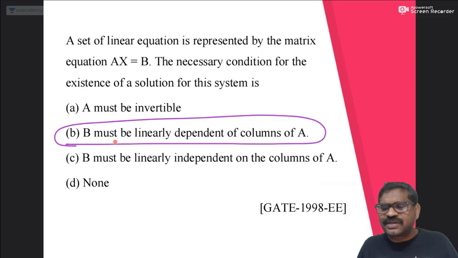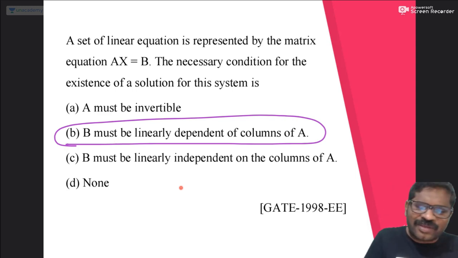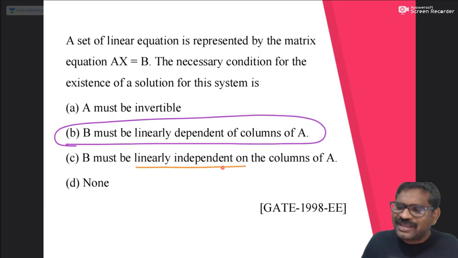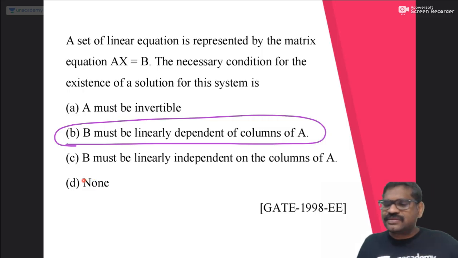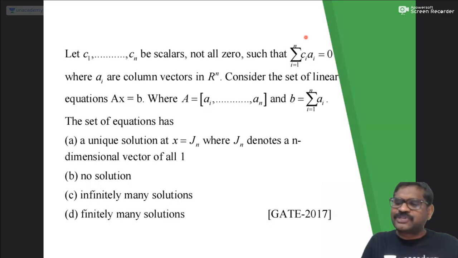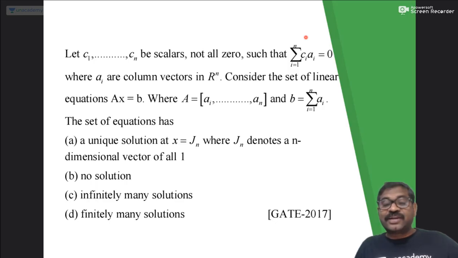Oh Kameshwar, till now that difference only I have explained. If B is an independent column, then what happened? The rank of AB differs, the rank of AB and the rank of A are not equal. If they are not equal, there is no possible solution. Okay? Got the point? Next problem. Observe the next problem. Observe. Excellent question.